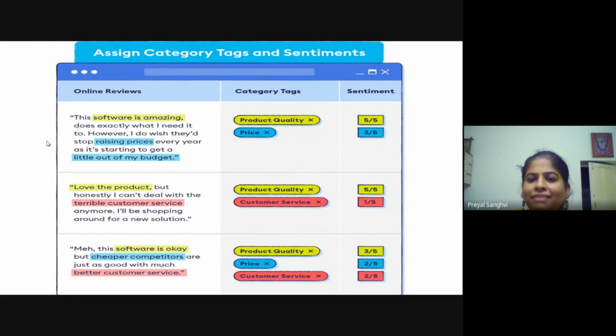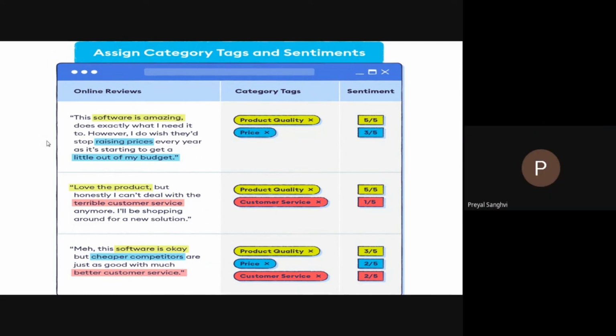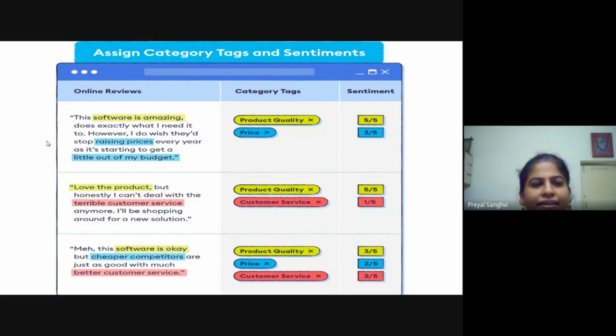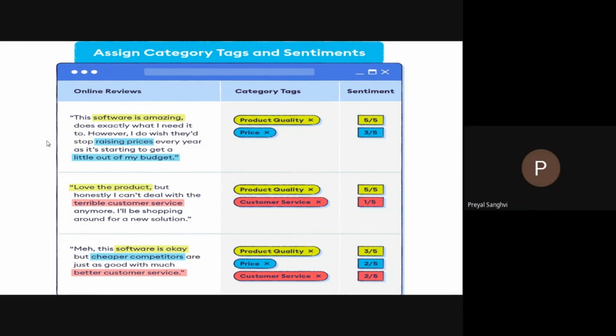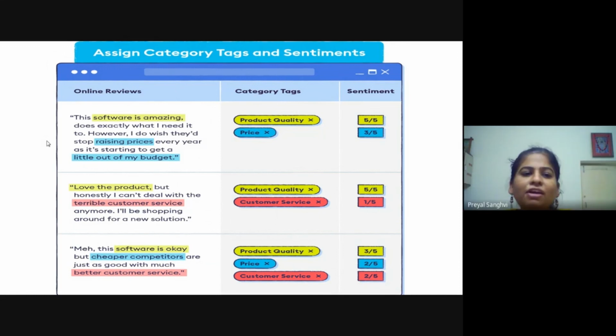If we read the first review, it says this software is amazing, does exactly what I needed it to. So basically, the first part, software is amazing, is related to product quality. That's why one category that comes up is product quality. If we read the second sentence, however, I do wish they had stopped raising price. So here it is all about the price. That's why we have mentioned another category, which is price.